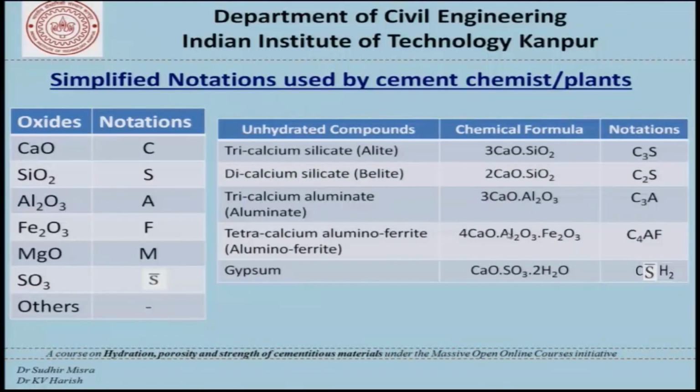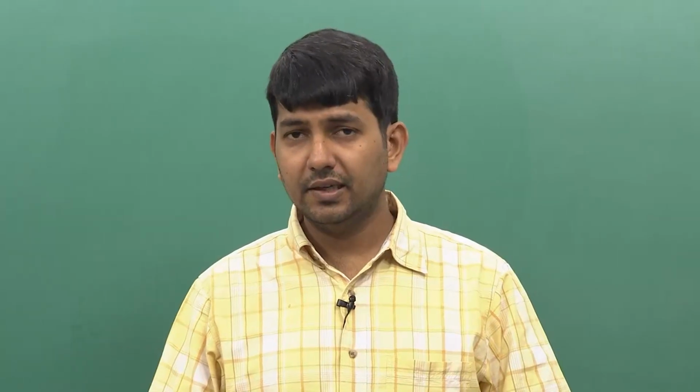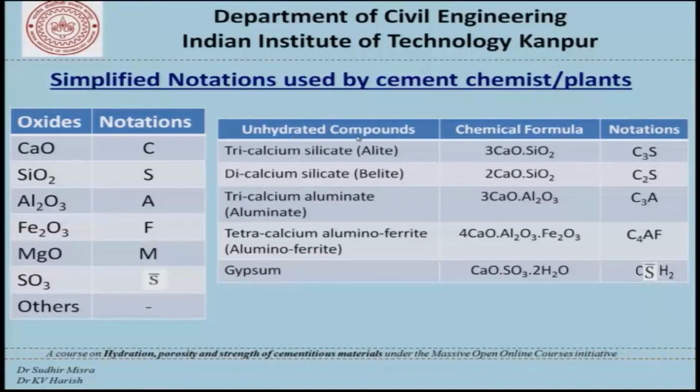Portland cement is a very commonly used material and concrete is a very important product from Portland cement. Portland cement is produced from several raw materials, primarily limestone, clay and other materials. Portland cement consists of oxides and some compounds. The oxides are shown in the left side. Some important oxides are calcium oxide, silicon dioxide, aluminum oxide, iron oxide, magnesium oxide, sulfur trioxide and others.